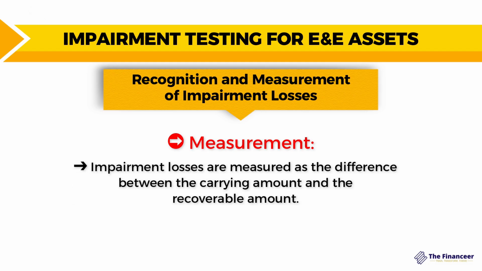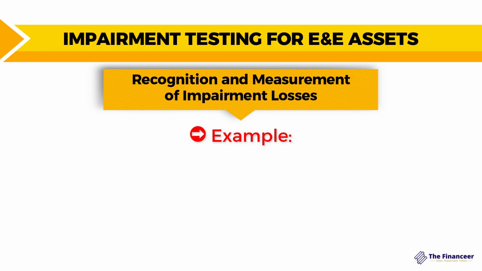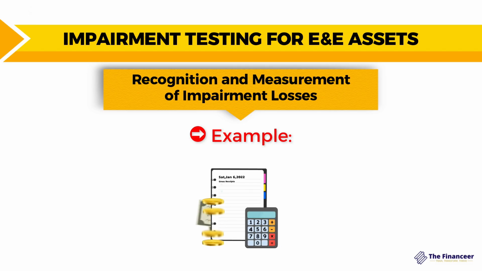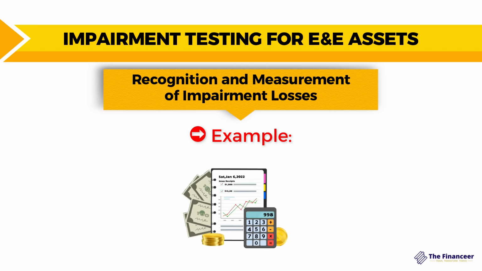Impairment losses are measured as the difference, as we explained before, between the carrying amount and the recoverable amount. This is how to measure the impairment loss. For example, if an exploration and evaluation asset in a specific region is impaired, the company would recognize the impairment loss in the statement of profit or loss. The measurement of the loss is to the extent to which the carrying amount exceeds the recoverable amount.